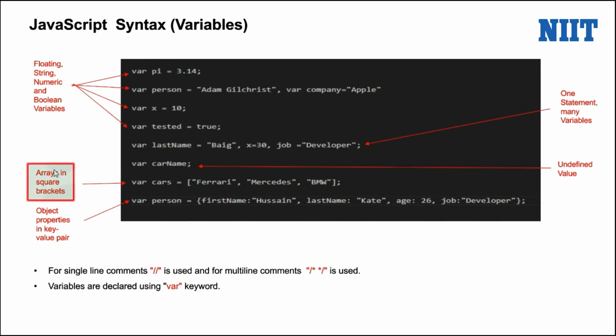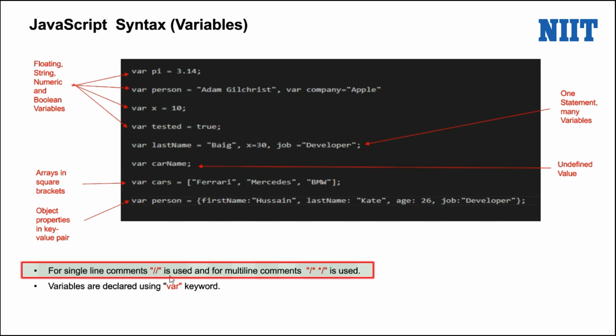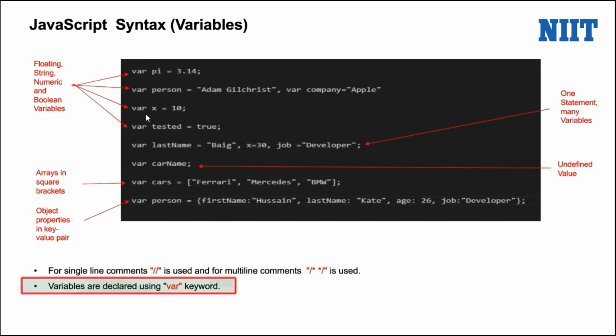Then here we have arrays in square brackets. In this object, the properties of JavaScript are presented in key value pairs. And for single line comments, this is used, and for multi-line comments, this is used. Variables are declared using the var keyword.